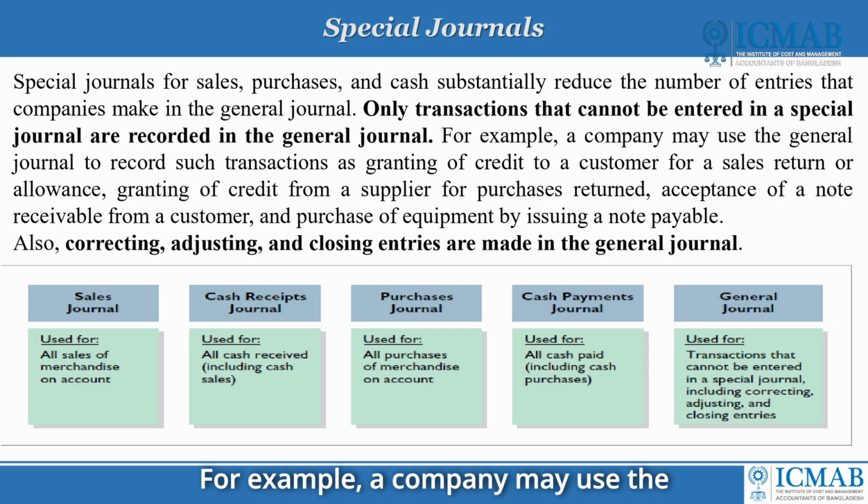For example, a company may use the general journal to record such transactions as granting of credit to a customer for a sale return or allowance, granting of credit from a supplier for purchase returns, acceptance of a note receivable from a customer, and purchase of equipment by issuing a notes payable. Also, correcting, adjusting, and closing entries are made in the general journal. So there are mainly 4 types of special journal: sales journal, purchase journal, cash receipt journal, and cash payment journal. And other entries are usually recorded in the general journal.